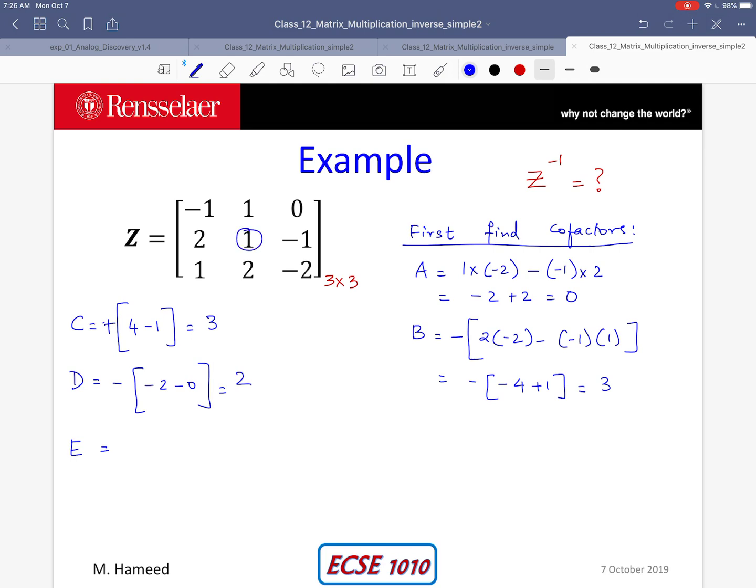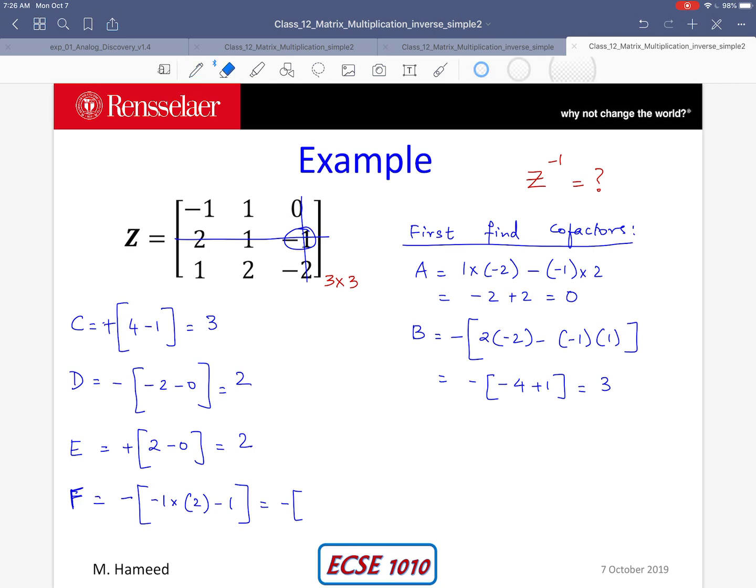E, which is for that element, hide, hide, and I'm left with, for E, positive and negative 1 times negative 2, so that's 2 minus 0, so E is also 2. And then F, which is for that element, hide, hide, I've got negative 1, and this is minus, so negative 1 multiplied by 2 minus 1 times 1, so 1, gives us negative 2, negative 1, so negative 3. Alright, just negative 3, positive 3. C, D, E, F.